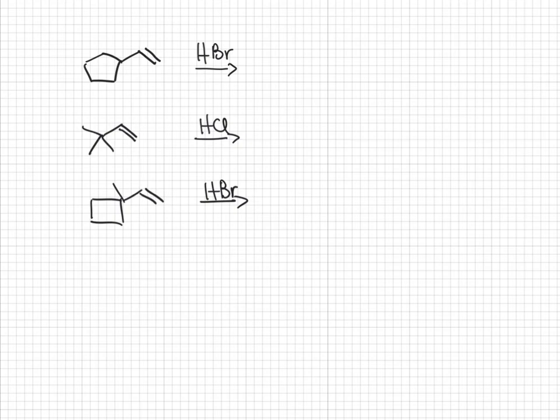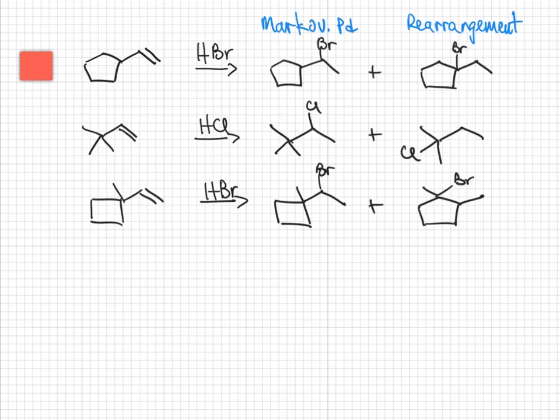For each of the following addition reactions, identify the major and the minor products. Pause the video now. In each of these cases, the minor product arises from Markovnikov addition. The major product arises from a rearrangement of the secondary carbocation.